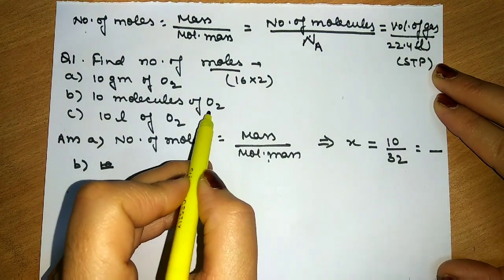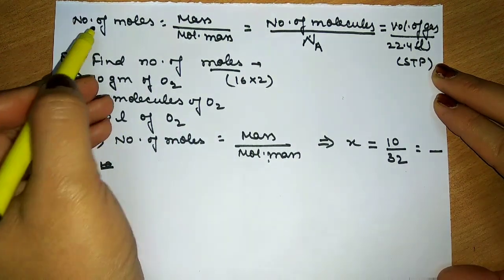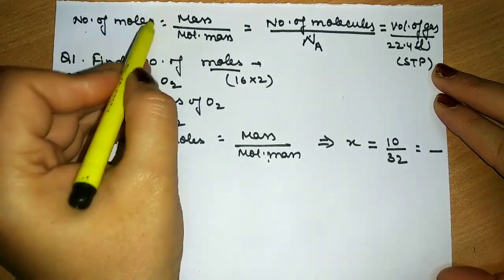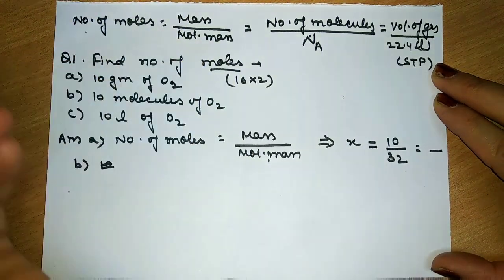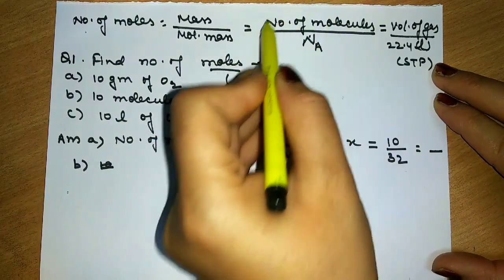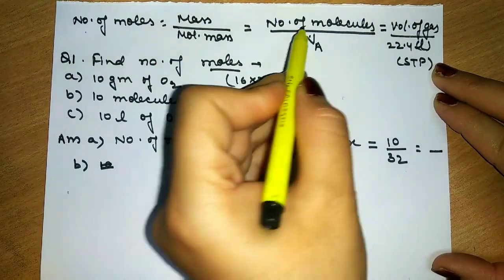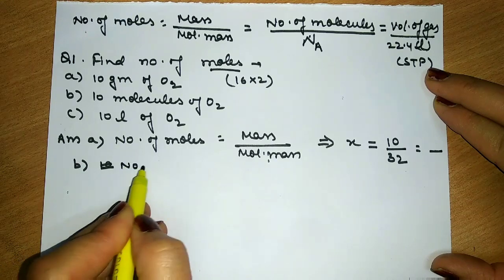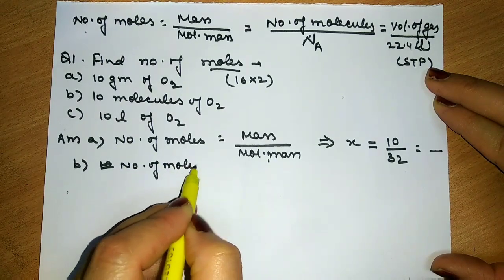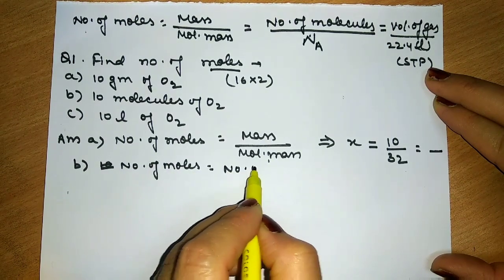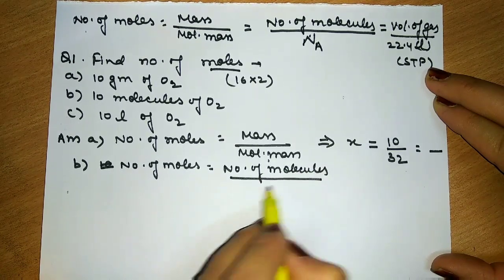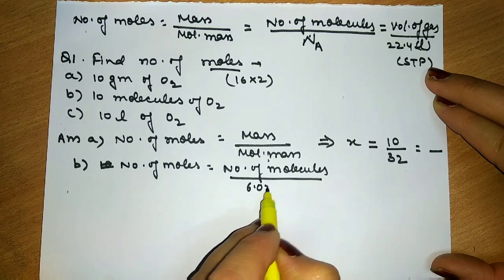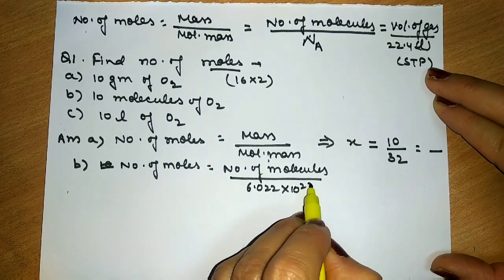So the second part is number of molecules. We have to find moles, so I'll take number of moles. Mass is not given, so I'll skip this one. And molecules are given, so I'll choose this formula. So I'll compare: number of moles is equal to number of molecules divided by Na. Na is 6.022 into 10 to the power 23.